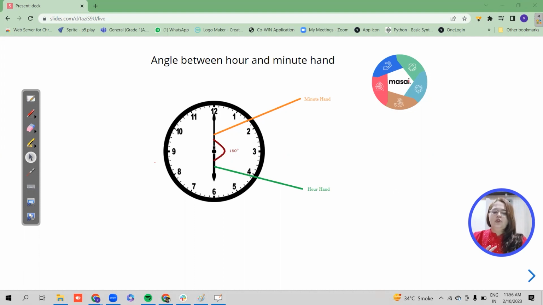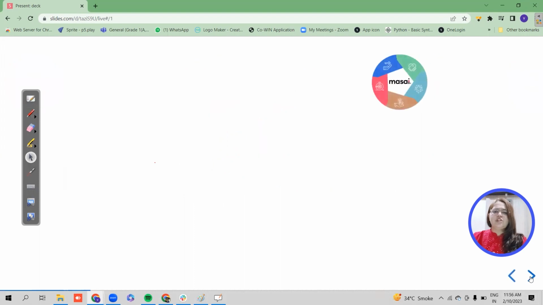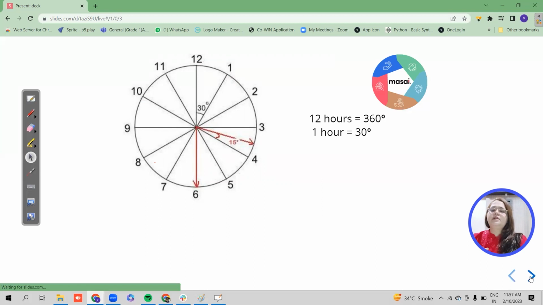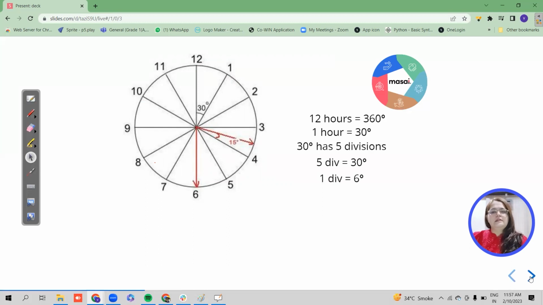We all know what a clock is, what the divisions are, what the time is, everything. Let's quickly do that. You can see there's a clock which is divided into 12 subdivisions, and we know the entire angle of the circle of the clock is 360 degrees. So in 12 hours the minute hand covers 360 degrees, but in 1 hour the angle is only 30 degrees. That is simple, 360 divided by 12 gives 30 degrees.